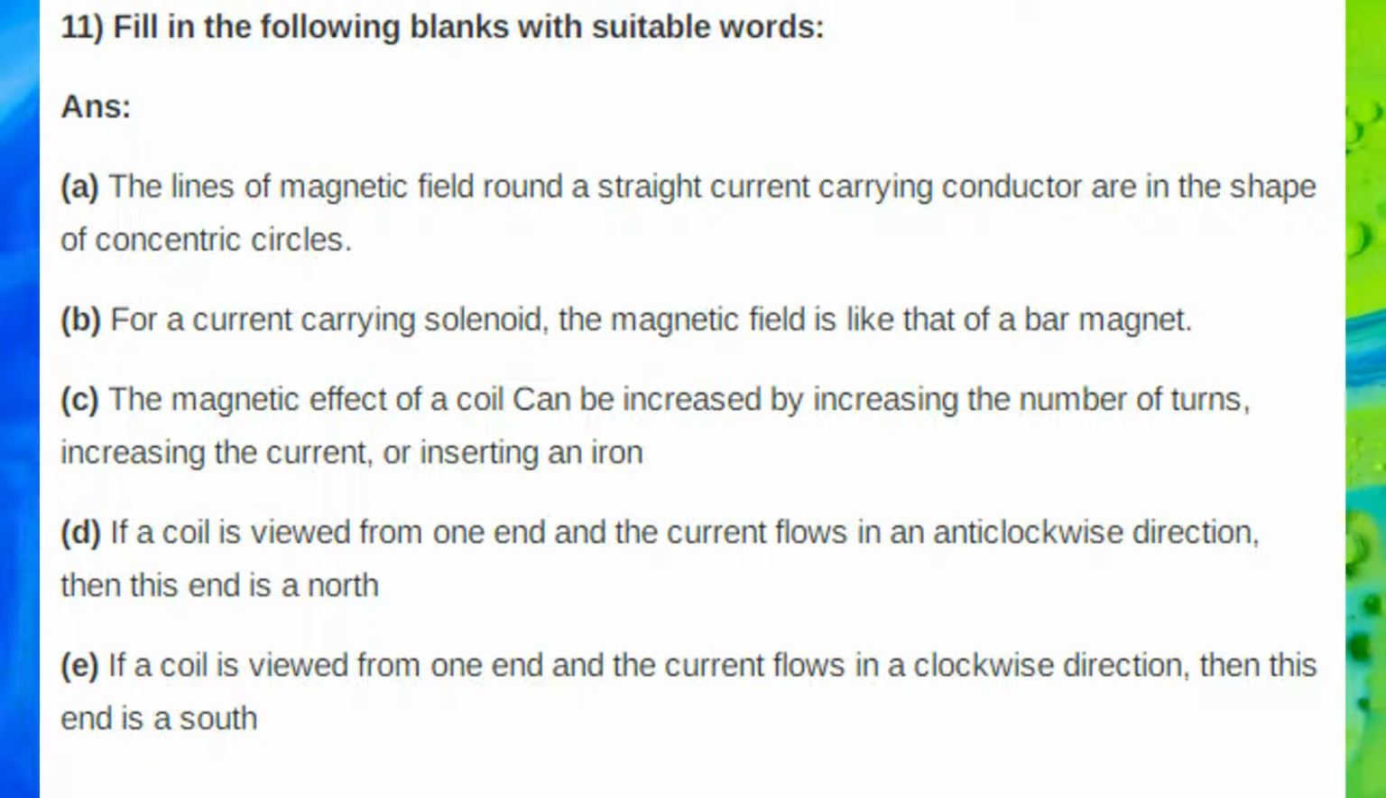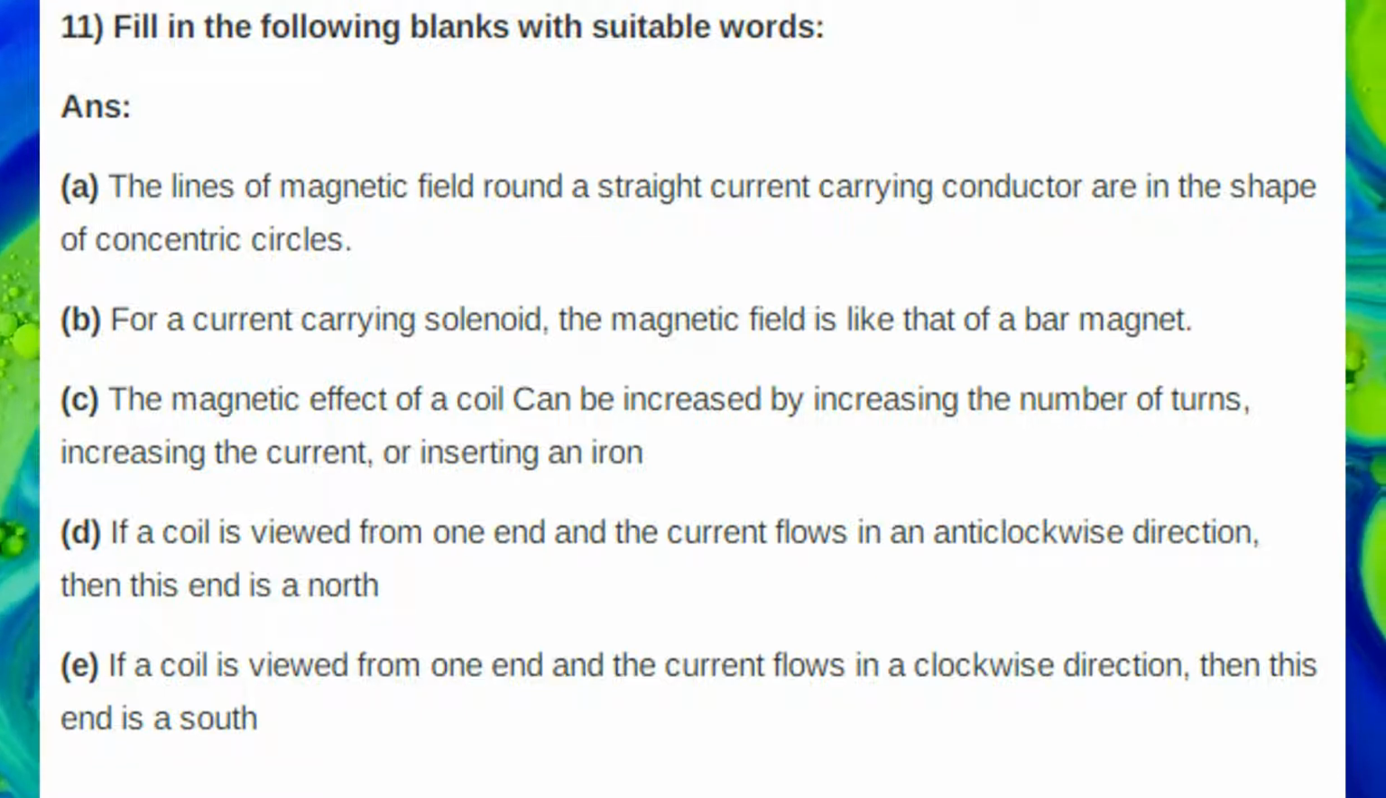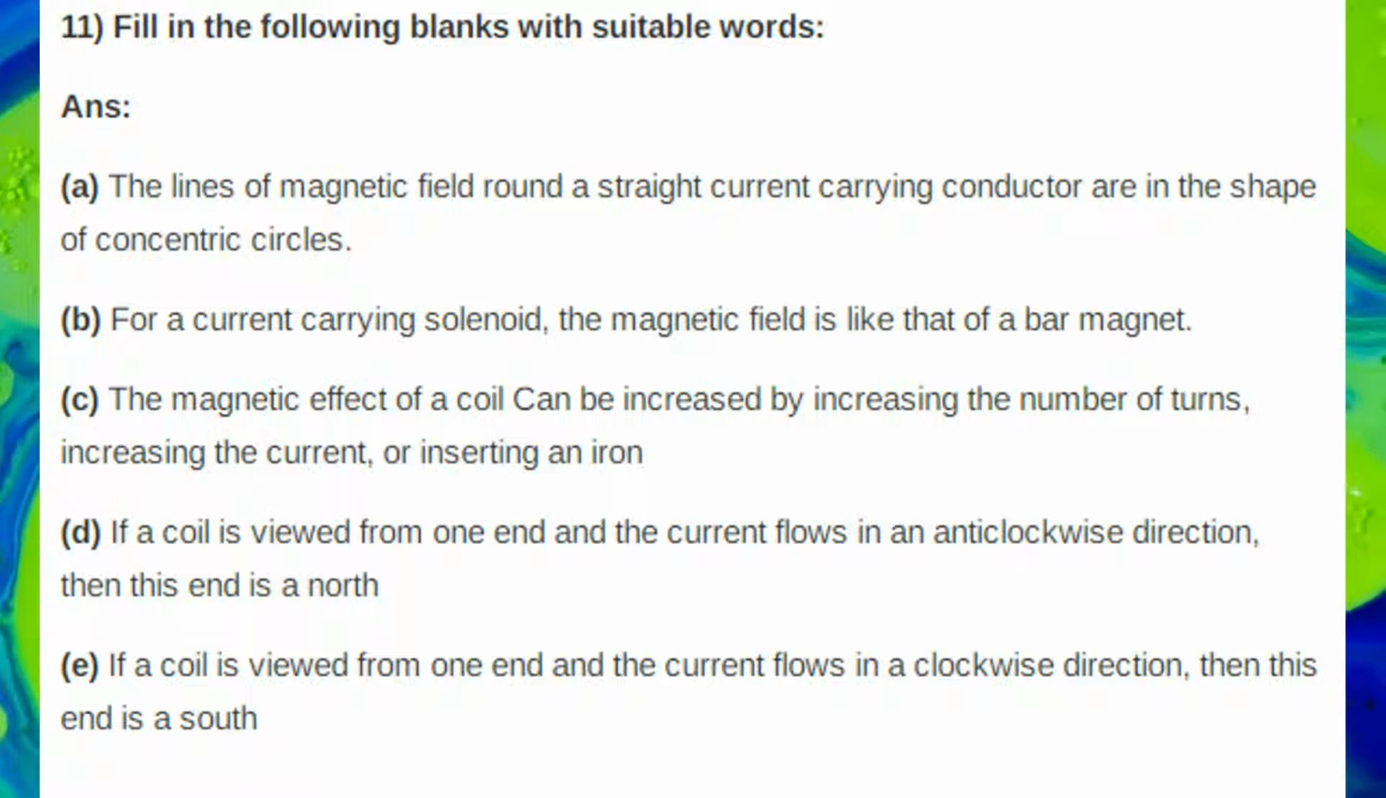Ans. A. The lines of magnetic field round a straight current-carrying conductor are in the shape of concentric circles. B. For a current-carrying solenoid, the magnetic field is like that of a bar magnet. C. The magnetic effect of a coil can be increased by increasing the number of turns, increasing the current, or inserting an iron core. D. If a coil is viewed from one end and the current flows in an anti-clockwise direction, then this end is a north pole.